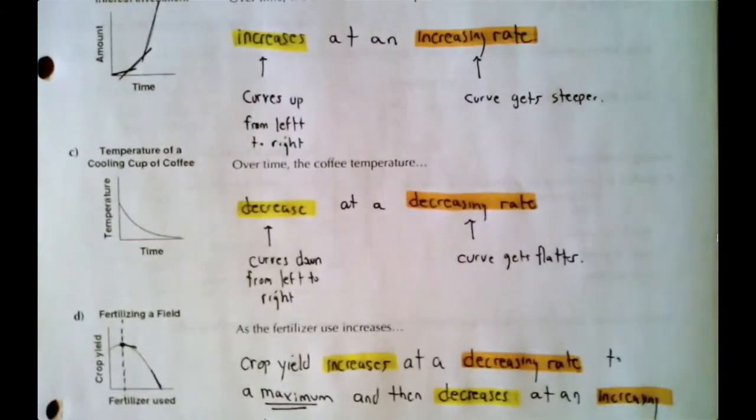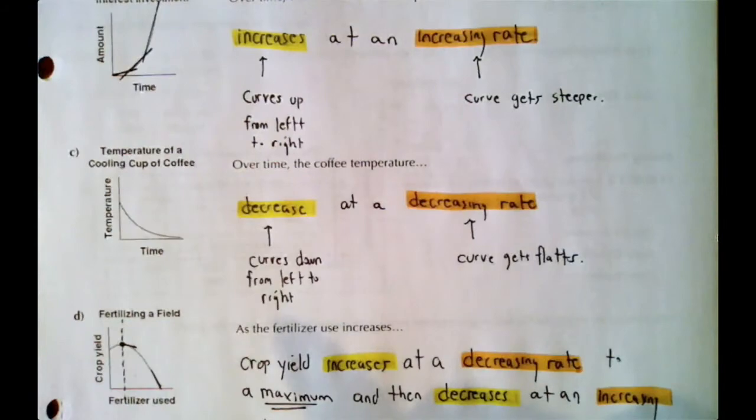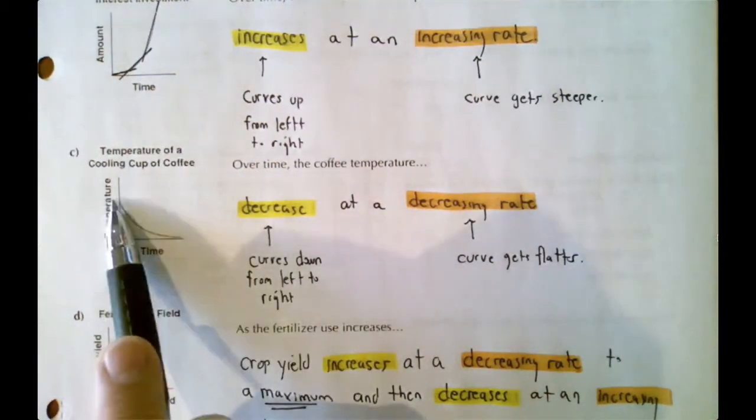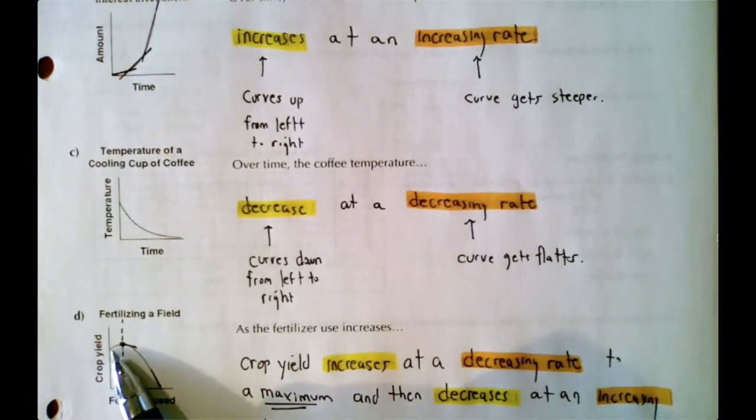Let's review those curves real quick. So we've got increasing at an increasing rate, so that's curving up and getting steeper. We've got decreasing at a decreasing rate, that's going down and getting flatter. We've got increasing at a decreasing rate, which is going up and getting flatter. And we've got decreasing at an increasing rate, which is going down and getting steeper.